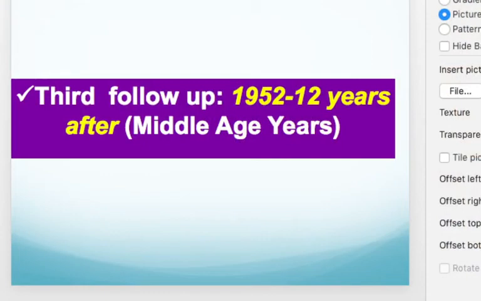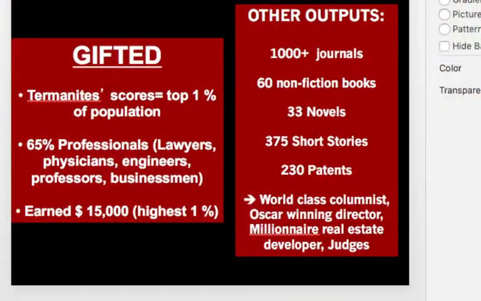The third follow-up of the study was done noong 1952, that was 12 years after the previous follow-up. So most of these people in the study are already in the middle age years. Okay? So ano yung nakita ni Louis Terman during this time? Again, let's compare. For the gifted kids, yung mga tinatawag na Termanites, again, they maintained their IQ scores. They are still in the top 1% of the entire American population.